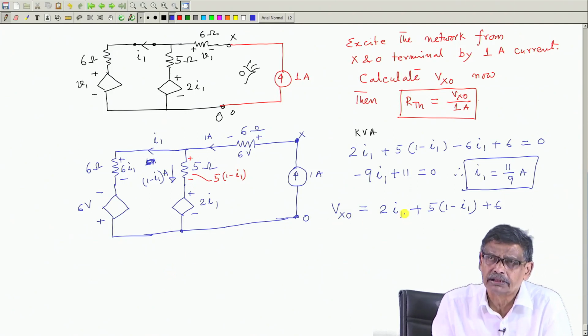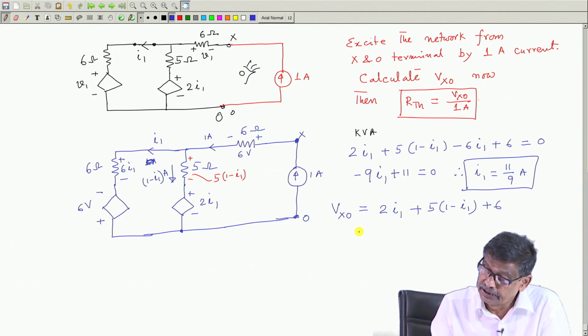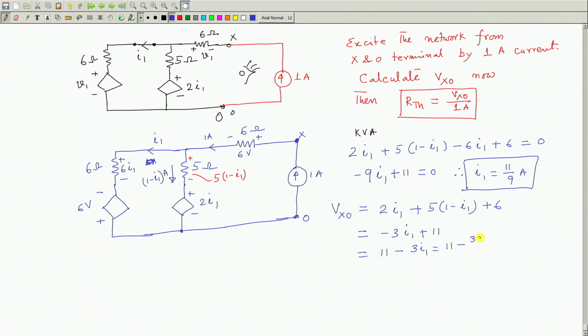That is what Vxo is. This is not the Thevenin voltage, it is the voltage existing across the current source. So, this one will be 2 I 1, and minus 5 I 1 means minus 3 I 1, and plus 5 plus 6, that is plus 11. And so, it will be 11 minus 3 into I 1, which is equal to 11 minus 33 by 9, because I 1 is 11 by 9.